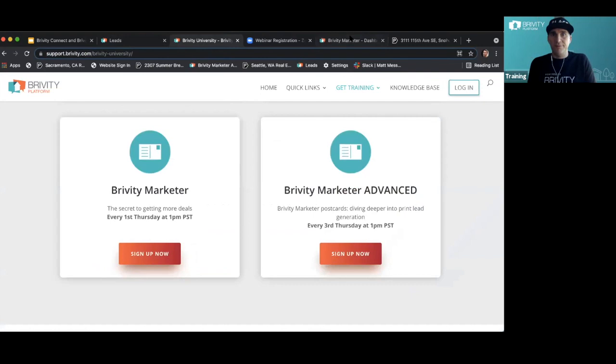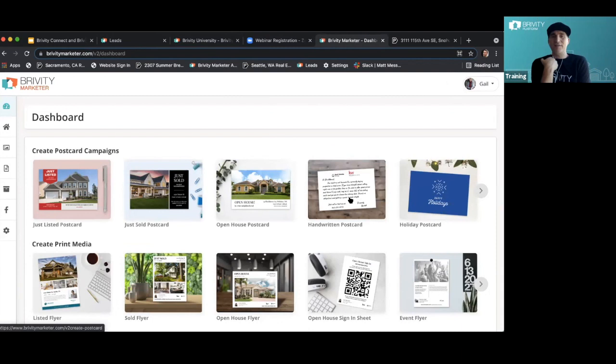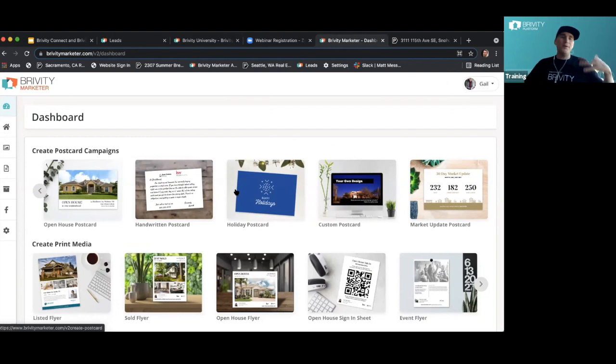So you can do them for open houses. We can do handwritten postcards, right? We'll use these. Sometimes we have a buyer in a particular neighborhood and there's nothing listed in that neighborhood. Man, our buyer would love to live in that neighborhood. We'll do one of these handwritten postcards to that neighborhood, right? Ask them if anybody's thinking about selling. We've got all these different holiday postcards where we've kind of pre-built designs for you for all the different holidays.